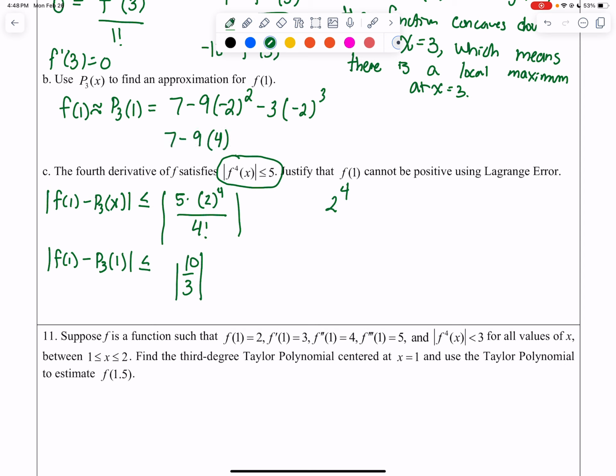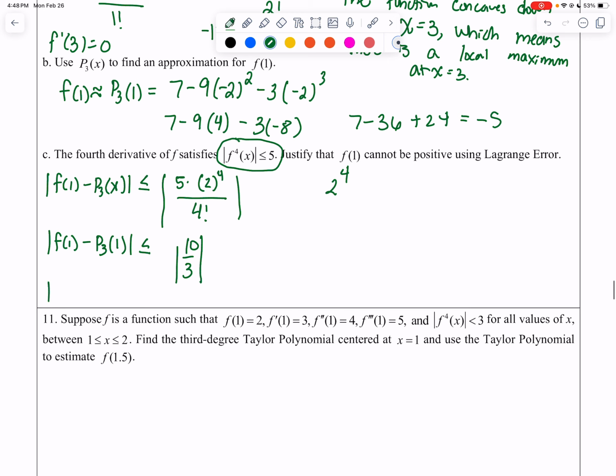9 times 4, 3 times negative 8, 36, 24. 7 minus 36 is negative 29, and then plus 24, so that's going to give me negative 5. So this means that my Taylor approximation at 1 is negative 5. And that's going to be less than or equal to 10 over 3. I'm going to solve this inequality now.